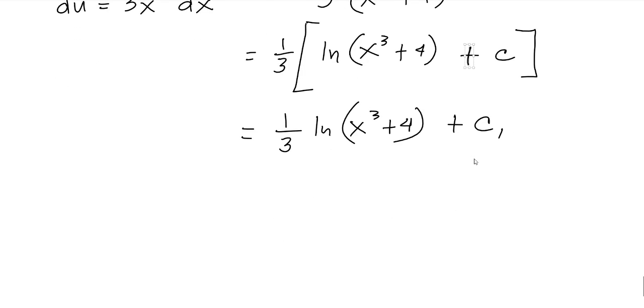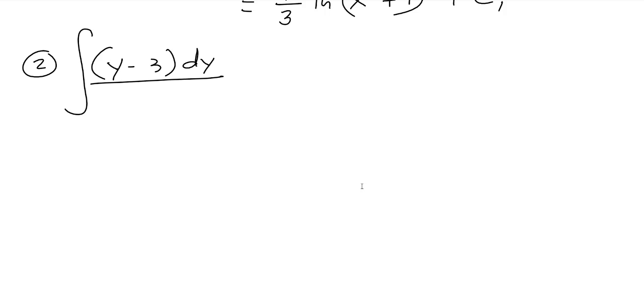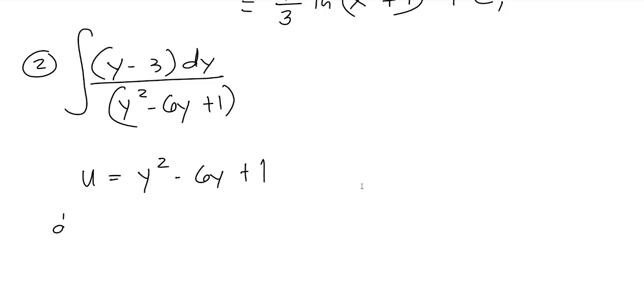Another example. This is the last one for the logarithmic function integral. It would be the integral of y minus 3 dy, divided by y squared minus 6y plus 1. So let's try whether it will satisfy the form of our formula. This would be u, y squared minus 6y plus 1. Try to find du.